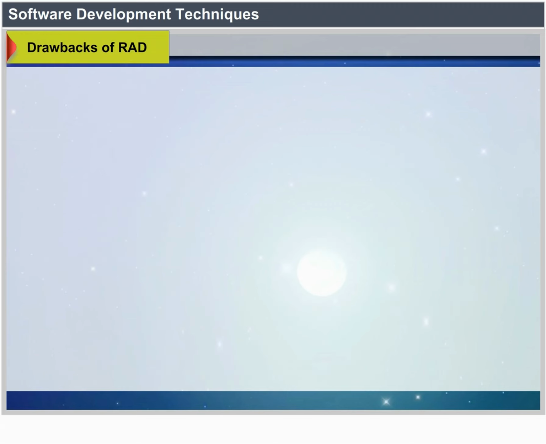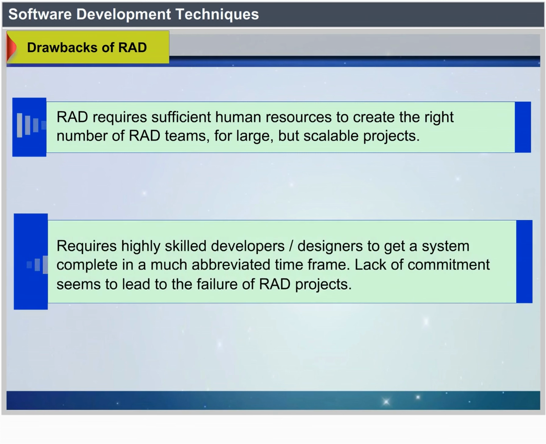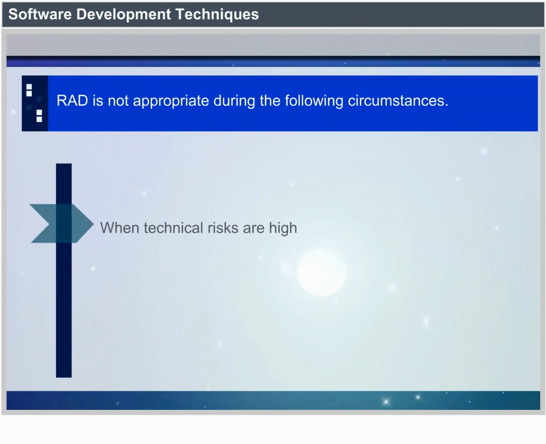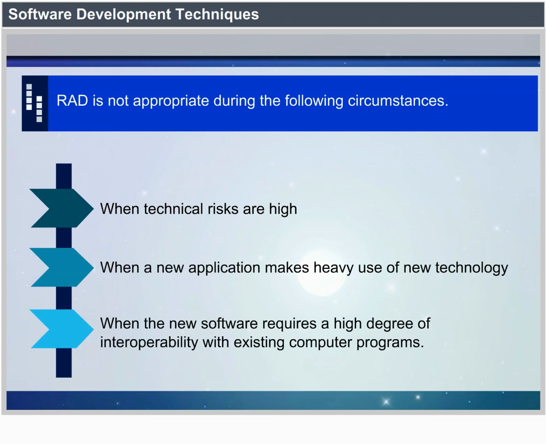Drawbacks of RAD. For large but scalable projects, RAD requires sufficient human resources to create the right number of RAD teams. Requires highly skilled developers, designers, to get a system complete in a much abbreviated time frame. If commitment is lacking, RAD projects will fail. Only systems that can be modularized can be built using RAD. RAD is not appropriate when technical risks are high, when a new application makes heavy use of new technology, or when the new software requires a high degree of interoperability with existing computer programs.